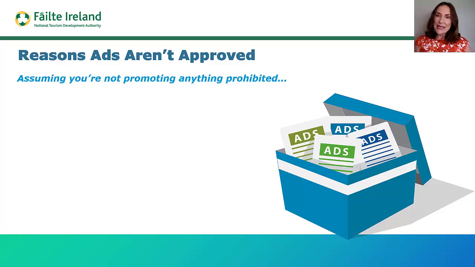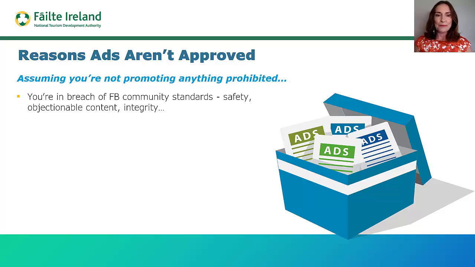Number one, is your ad in breach of the Facebook community standards? Obviously they're around things like safety, objectionable content, integrity and honesty. So you have to be a good citizen in order to be able to advertise on Facebook and Instagram. I mentioned the 20% text rule before. There's a great tool in Facebook Business Manager where you can check your images to make sure it passes.